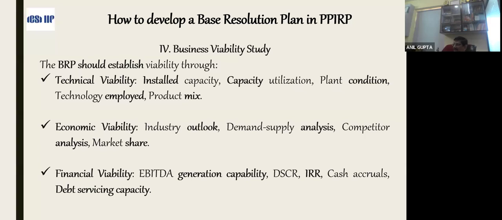Next one is the debt service coverage ratio, that is called DSCR. To pay their installments, they will calculate the debt service coverage ratio. Not only that, how much internal rate of return, that is IRR. What is an IRR? And cash accruals and debt servicing capacity. All these things are required to analyze the business viability study under Chapter 4 in the base resolution plan. Now, any doubts, sir, up to this point of time?